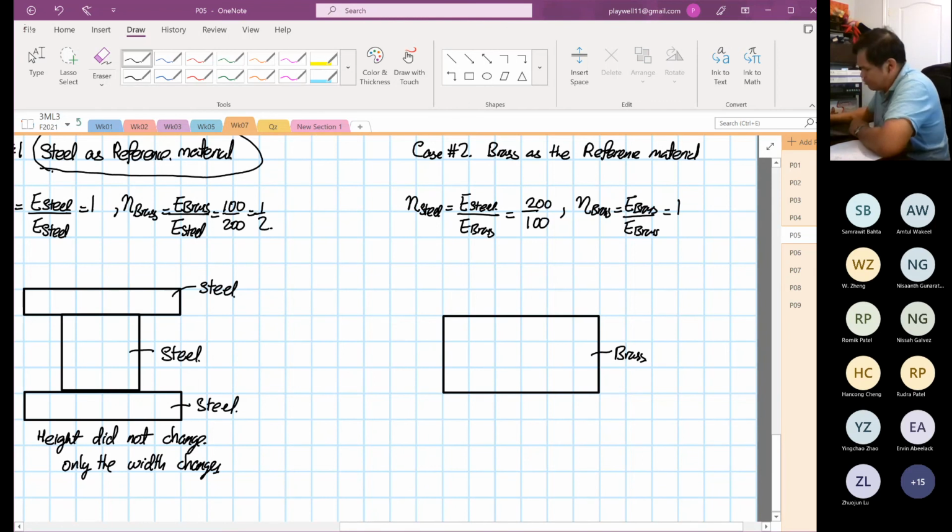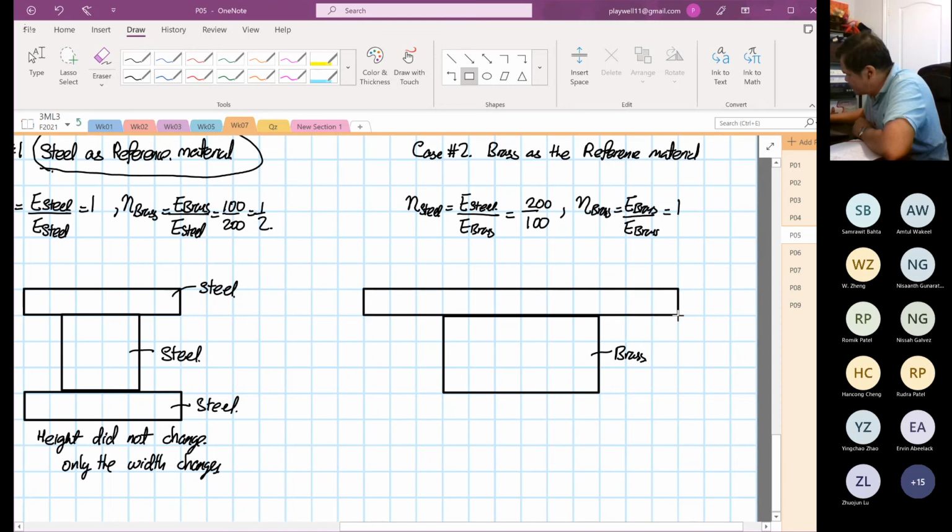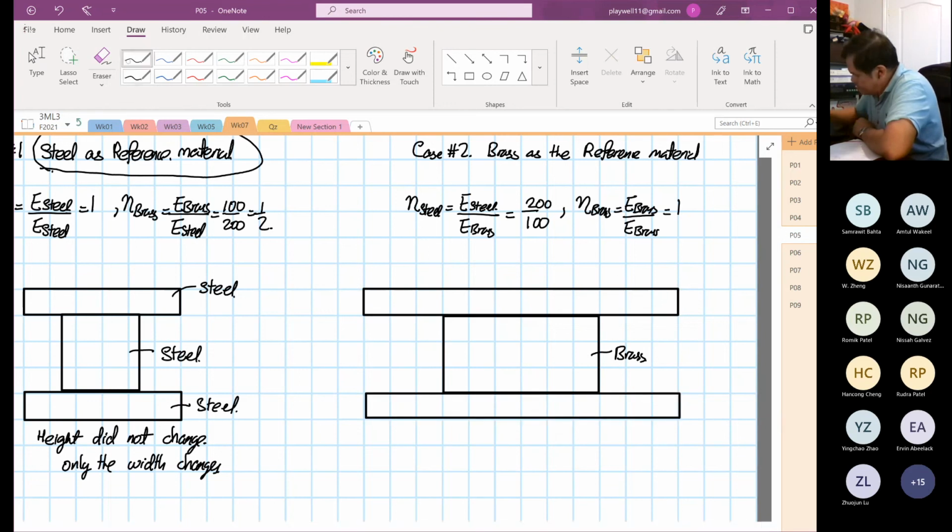Now the top bit: you change the steel to become brass. To enable it to have the same bending resistance, we increase the width. Only the width changes. The height did not change. So now the whole thing is brass.